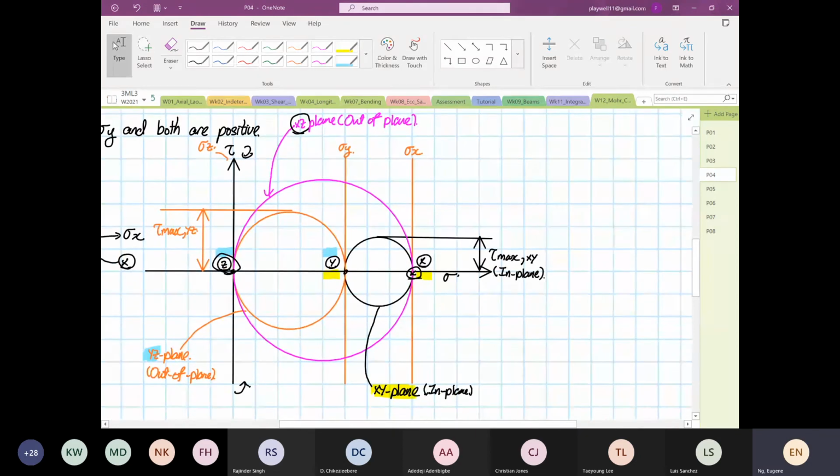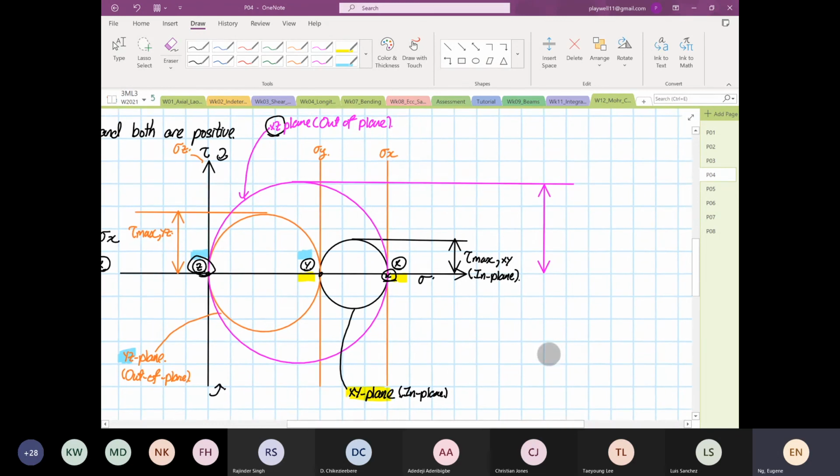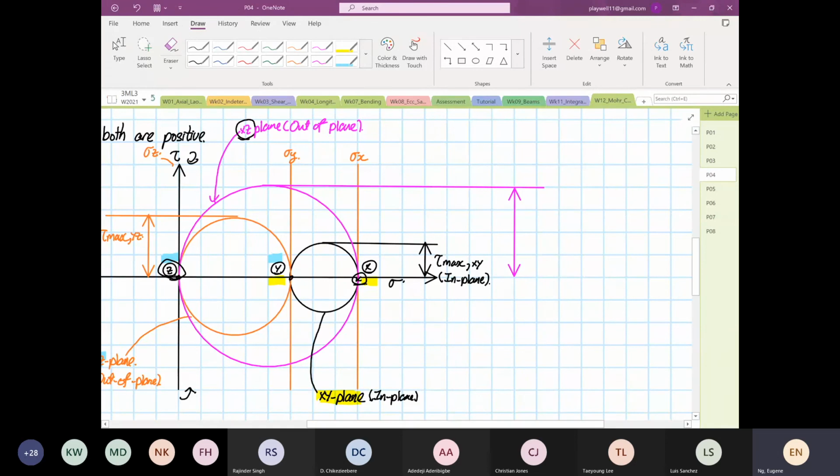Now, what you realize now, okay, is this. The out of plane is the maximum shear of the entire structure. Okay, so this is equal to our shear in the XZ or maximum, which is XZ, and is equal to our maximum. Okay, right, and this is also equal to our tau max ZX. Is the same thing, right?